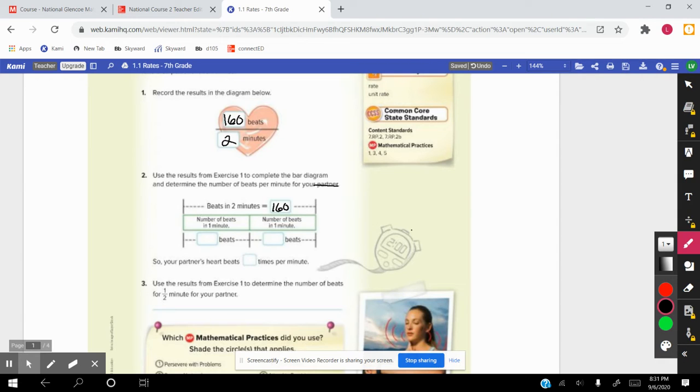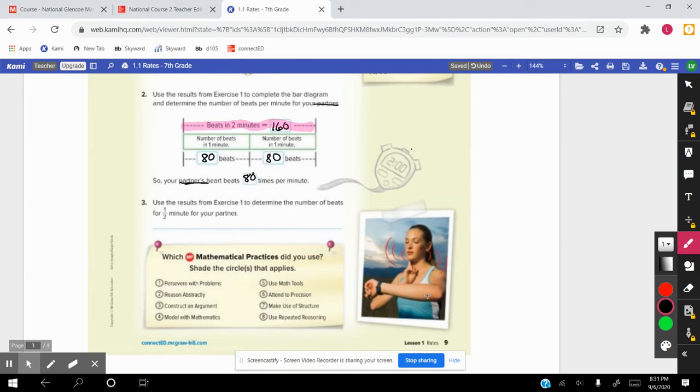Right below, for this bar diagram, it's split in half. So the number of beats in 1 minute and the number of beats in the second minute. If you take a look from this distance to this distance, it shows the entire 2-minute period. I have 160 beats. Well, what I can do is split that in half. In 1 minute, I have 80 beats. In the second minute, I have 80 beats. So your heart beats 80 times per minute, or at least for me, my heart beats 80 times per minute.